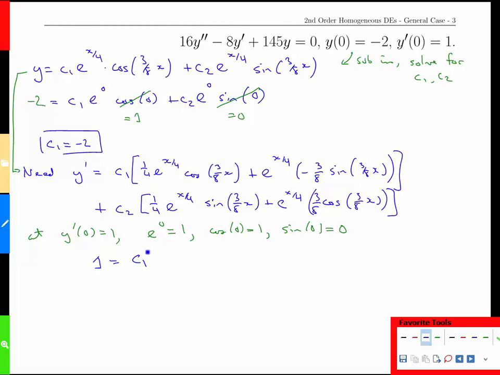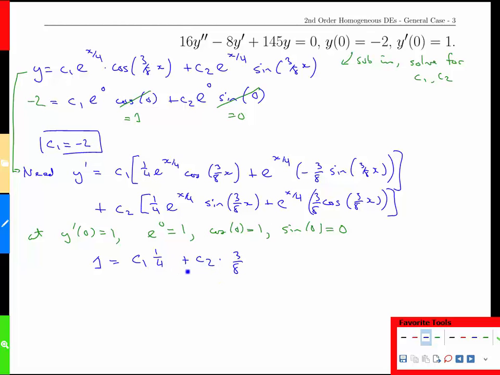We'll have C1 times a quarter. And this one, because it has a sine, will just be 0. And then we'll have plus C2 times a quarter. Wait, no, that's times 0, so we get rid of that. But we will have a 3/8 times 1 times 1.